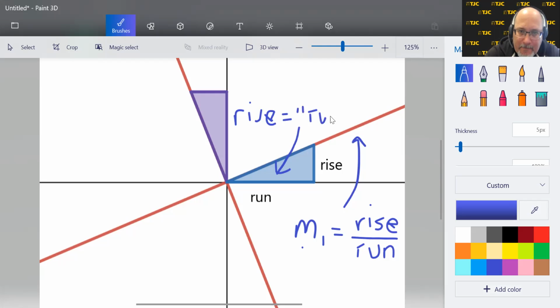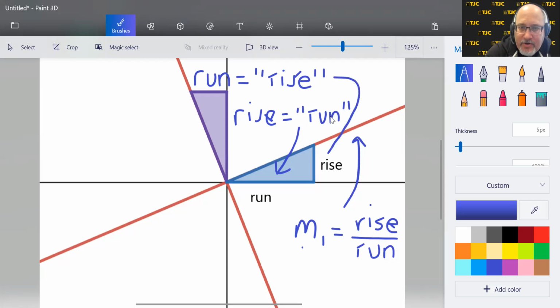Because we rotated that triangle. And what about the run on the top triangle? Is it equal to the rise on the other one? It is. So when you rotate this line 90 degrees and you follow that, this rise right here. So when you rotate this triangle to get to the perpendicular line, the rise and the run trade places.